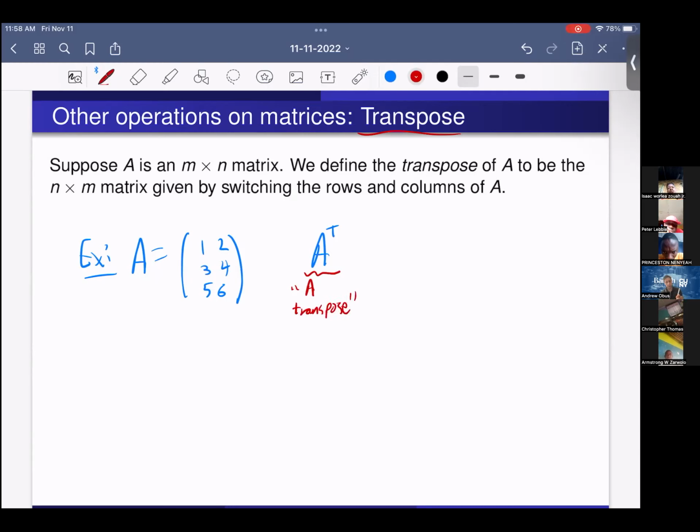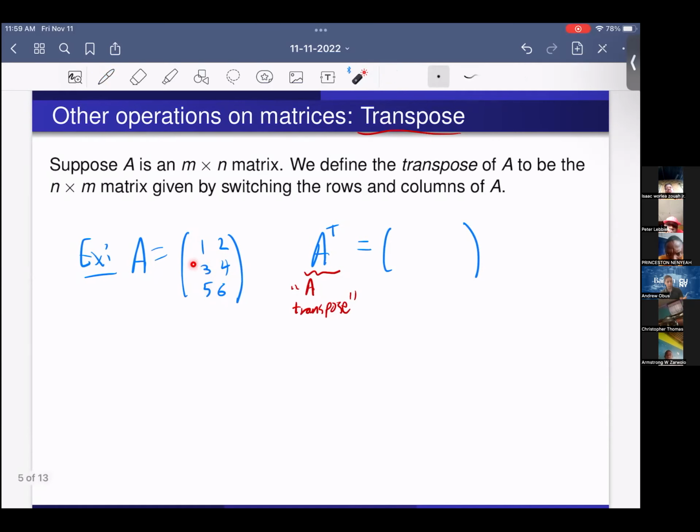A transpose is equal to, well, we started with a 3 by 2 matrix, 3 rows, 2 columns. So instead, we're going to have a 2 by 3 matrix, 2 rows, 3 columns. What was the first column of A is going to be the first row of the transpose. So we write 1, 3, 5. And then what was the second column of A is going to become the second row of the transpose. So we get 2, 4, 6.